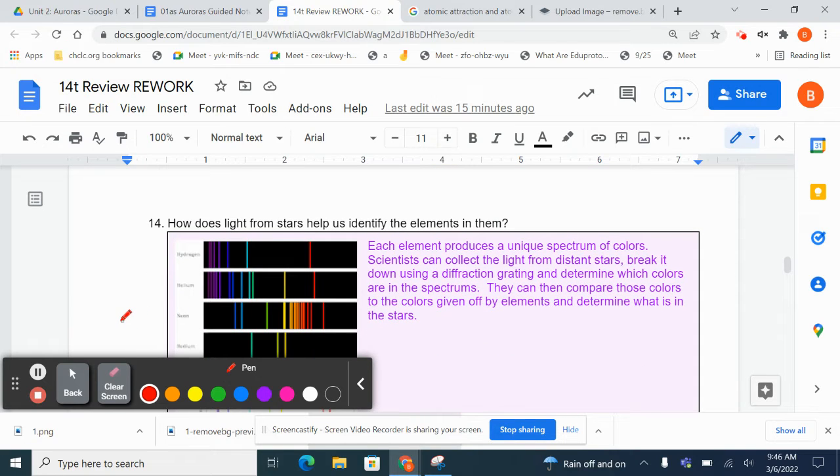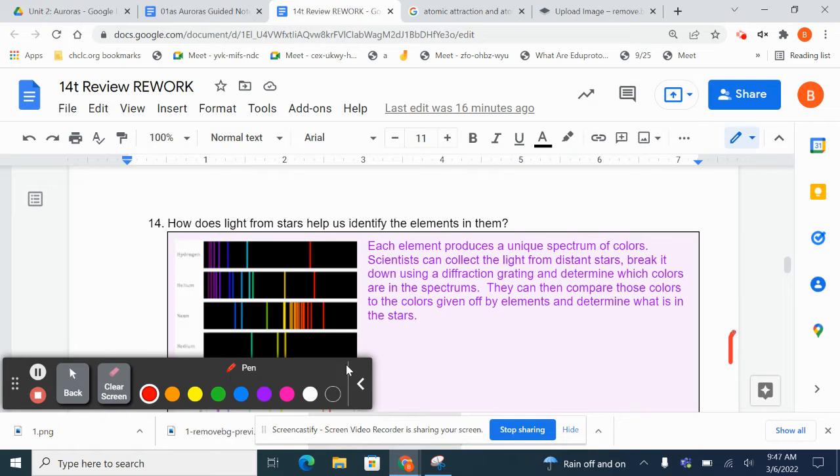All right, number 14. How does the light from stars help us identify elements in them? So we know each element produces a unique spectrum of colors, and this is because they have different energy levels, causing different colors of light to be absorbed and released. Scientists can collect the light from different stars, break it down using a diffraction grating, and determine which colors are in the spectrum. They can compare those colors to the colors given off by the elements and determine what's in the star.